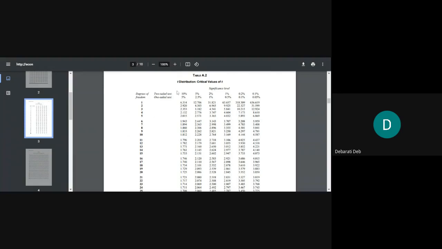So you can see the table A.2 on your screen now. Here directly the percentage of the significance level is mentioned. It is not mentioned like 0.05 or 0.01. Simply it is mentioned 10%, 5%, 2%, 1%. Our concern will be 5% and 1%.